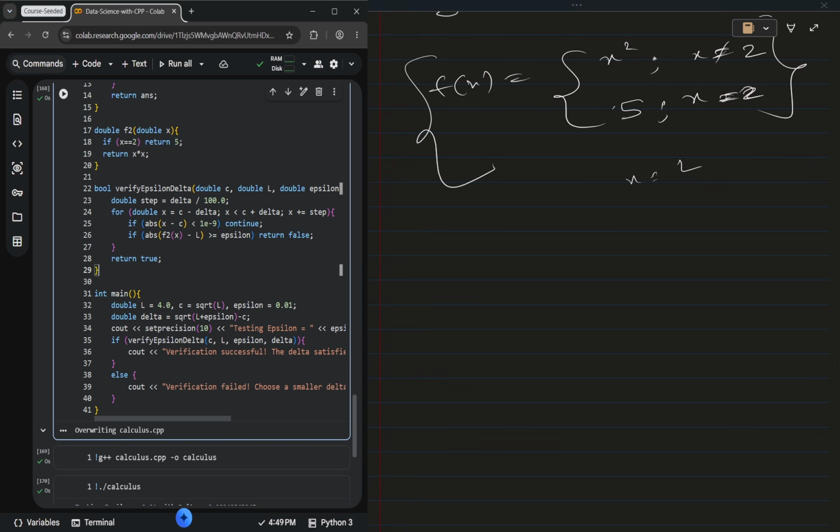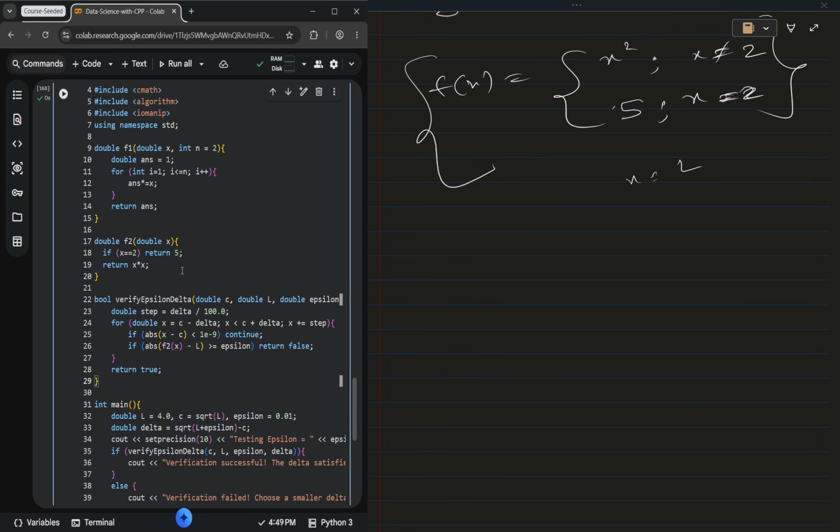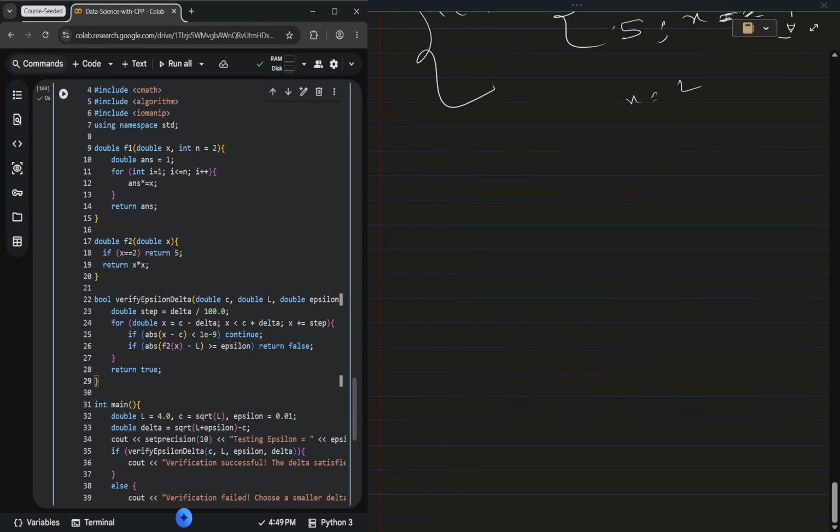So we can also say that this is not complete yet. So it has to be modified by us.